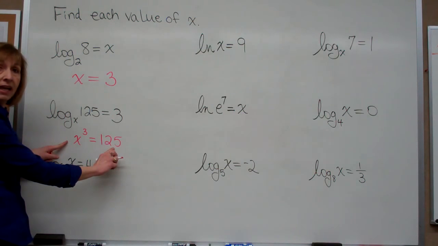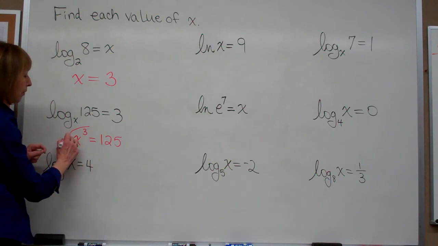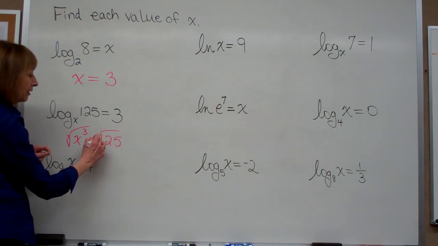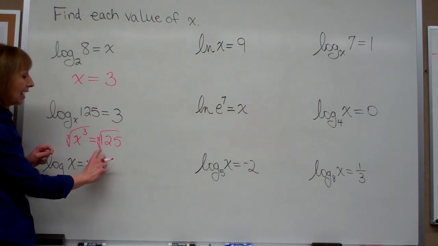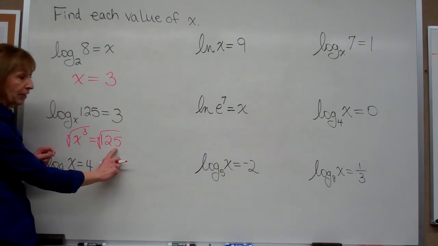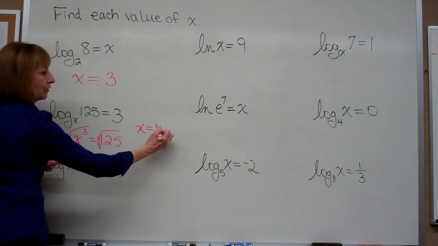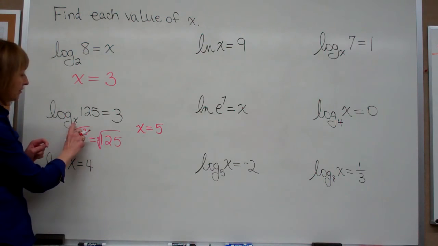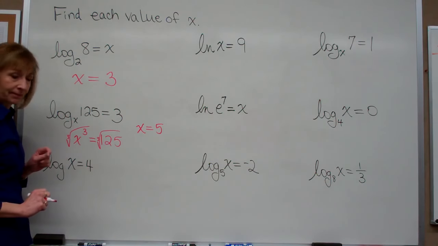Now, as you see, when I write it from the logarithmic form to the exponential form, I have an equation that I can solve just by taking the cubed root of both sides in this particular example, and we'll get the cubed root of x cubed is x, and the cubed root of 125 is 5. So we get x is equal to 5, because 5 to the third power would create the value 125.